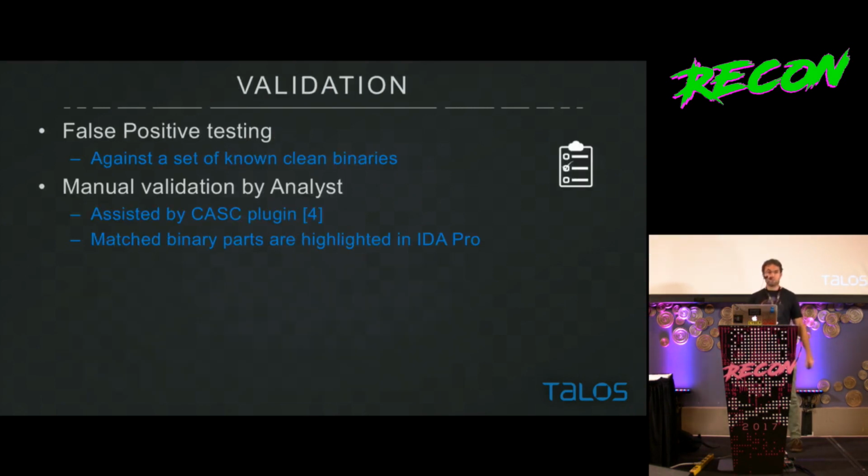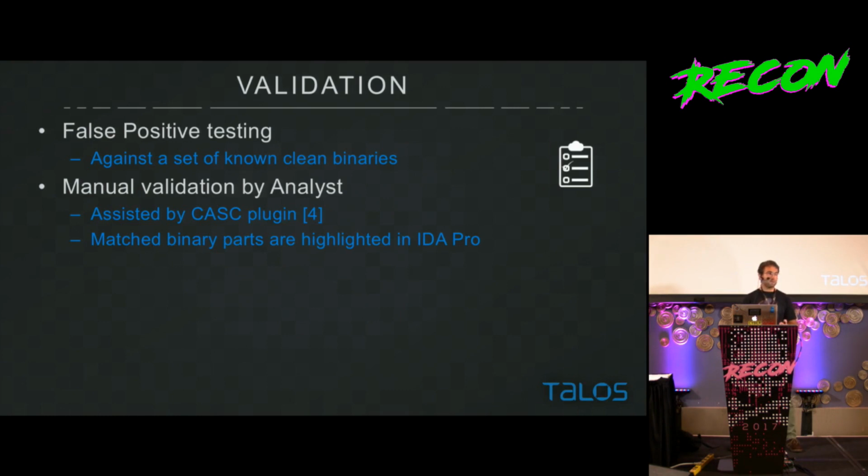Okay, so now we have our signature, but we still don't know if it's any good. So we need to do testing. And the first testing step that we do is false positive testing. We have a huge set of known benign binaries in Talos. We run the signature against those ones to see that it doesn't trigger. If it would trigger, we would add the binary that we found, the benign binary, to the set of whitelisted functions and reiterate the process.